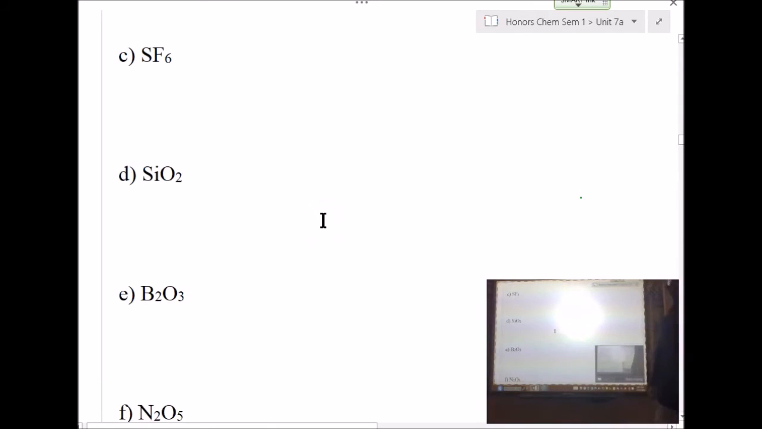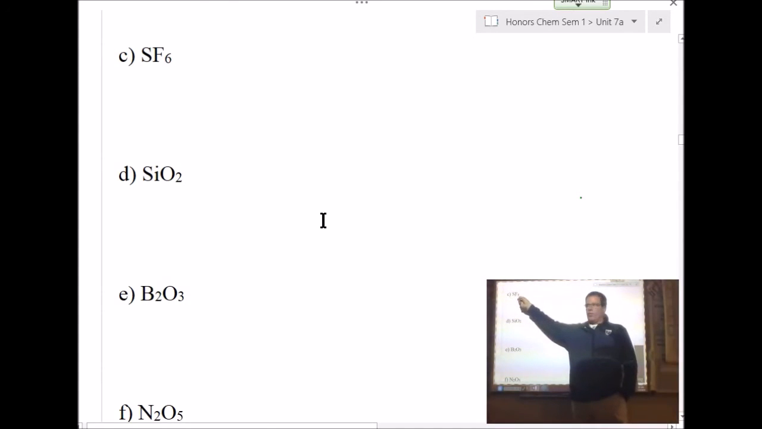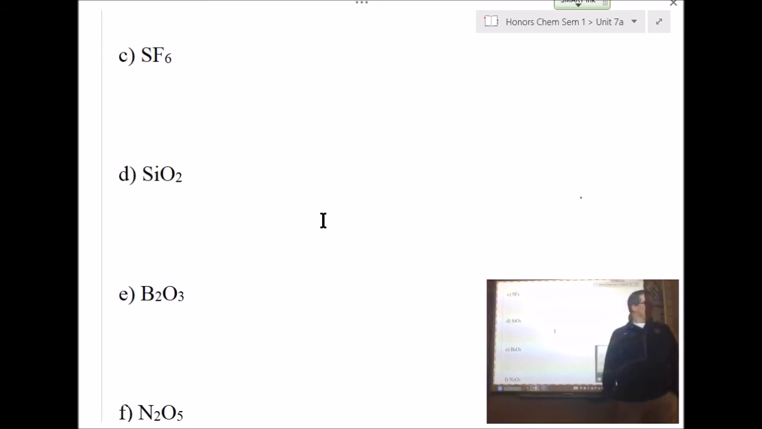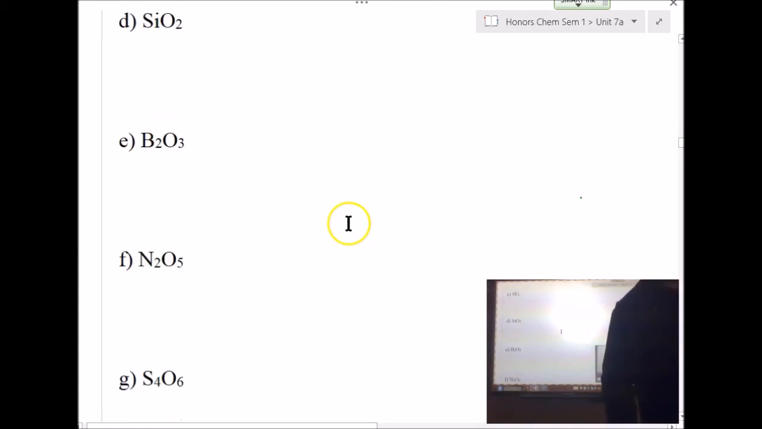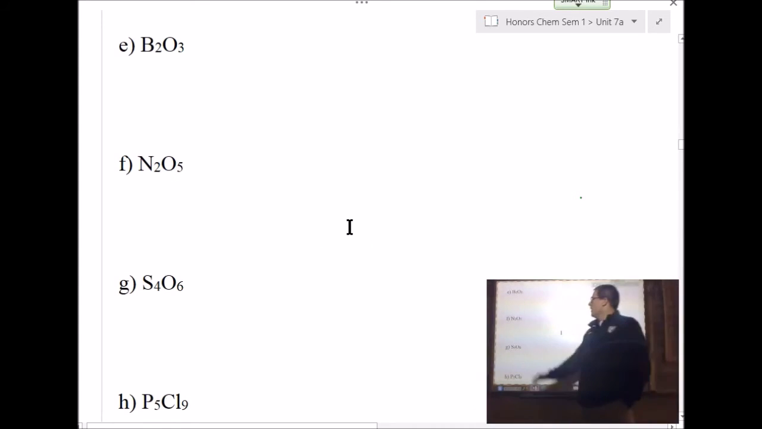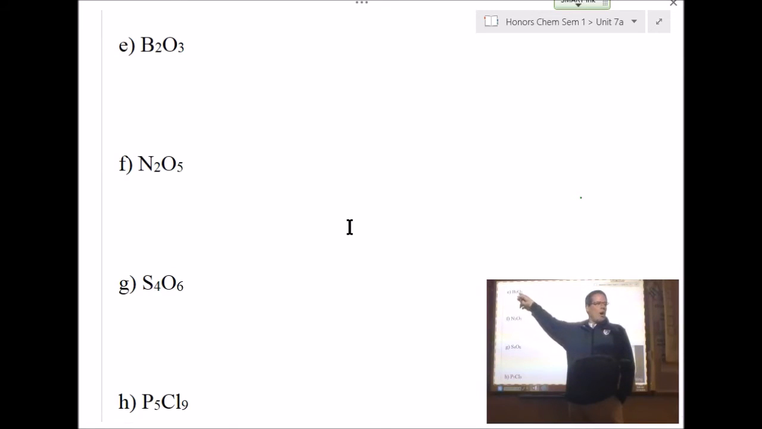So Cade's saying that SF6 is sulfur hexafluoride? Yeah, good. Silicon dioxide? Is everybody good with that? Cooper, what is D? What is E? Diboron trioxide.